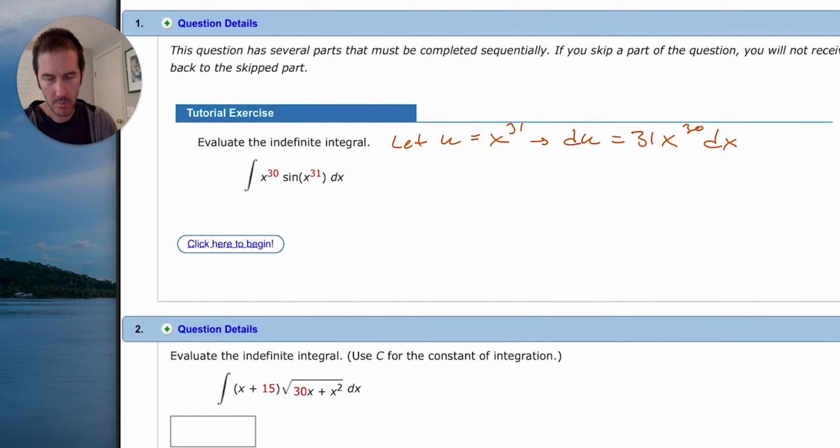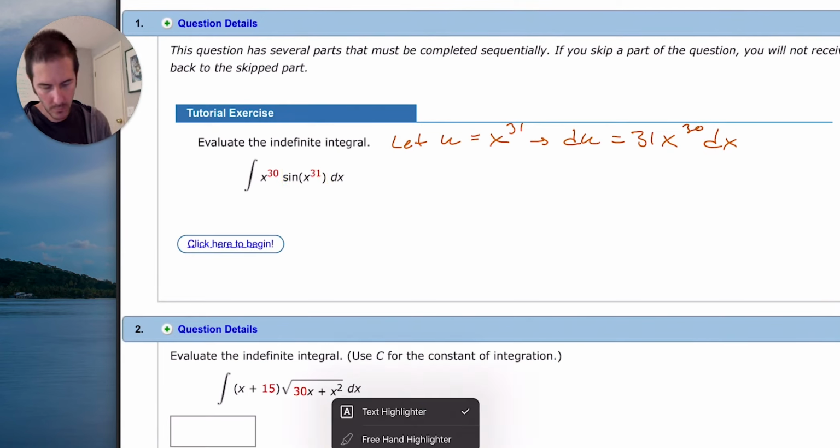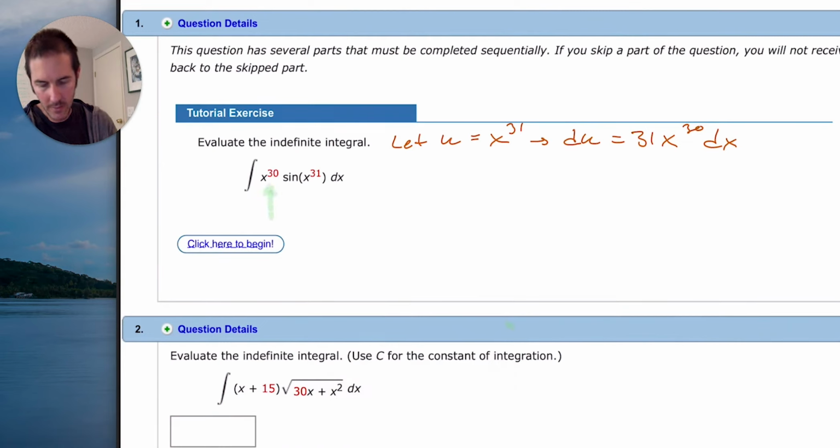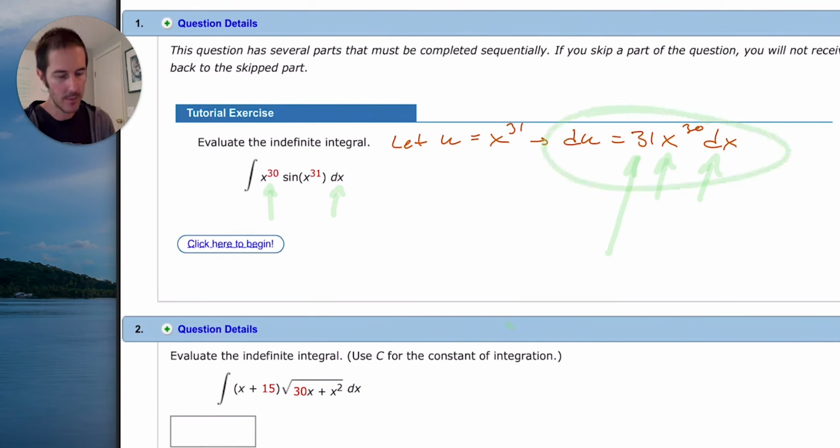In the original problem that we're seeing here, inside of the sine function, x to the 31st, and only x to the 31st, is going to be replaced with the letter u, and x to the 30th, and the dx, there's the x to the 30th, and there's the dx. But this 31 is not part of my original problem, so I need to divide that over to the left-hand side of this little equation here.